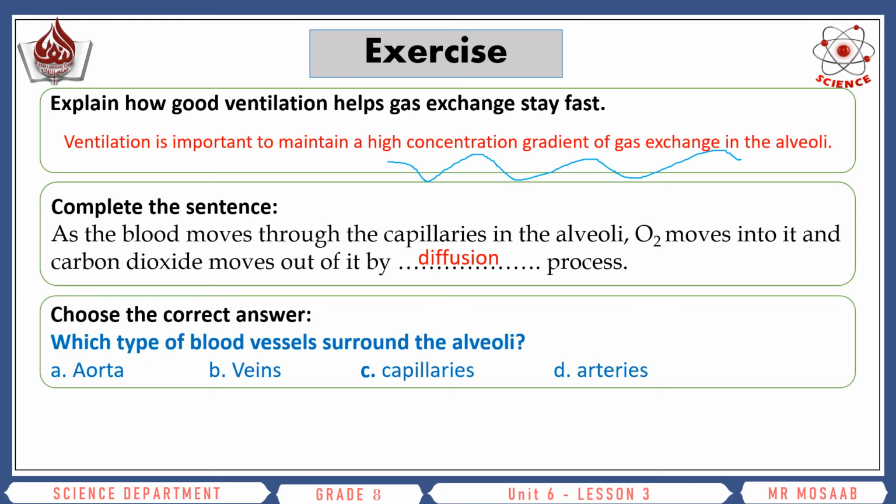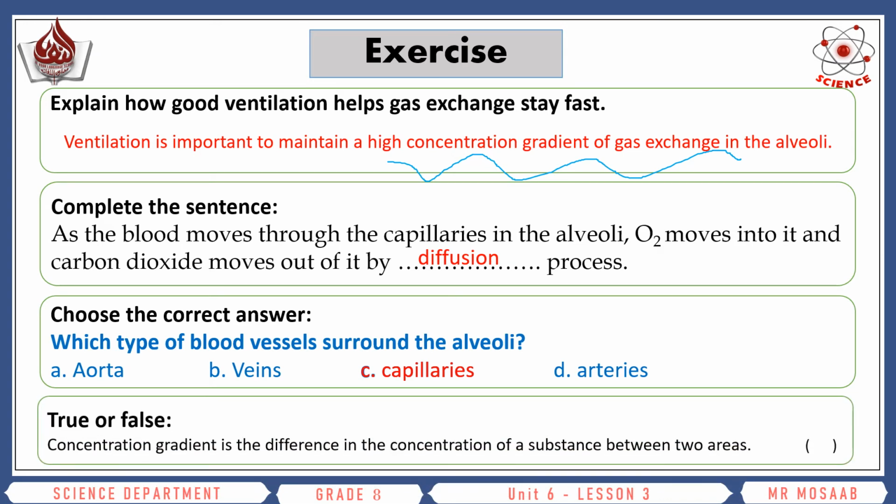Which type of blood vessels surround the alveoli? Choose: aorta, veins, capillaries or arteries. Exactly. Of course it is capillaries. So the capillaries surround the alveoli. Last, true or false? Concentration gradient is the difference in the concentration of a substance between two areas. Exactly. It's true. Okay.